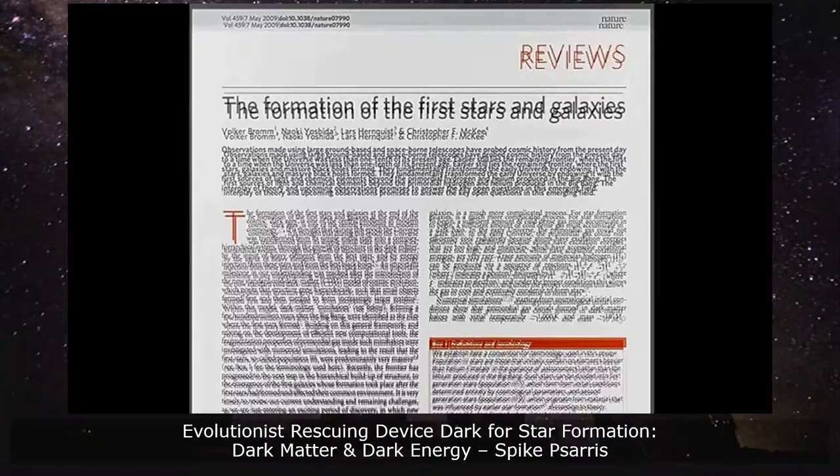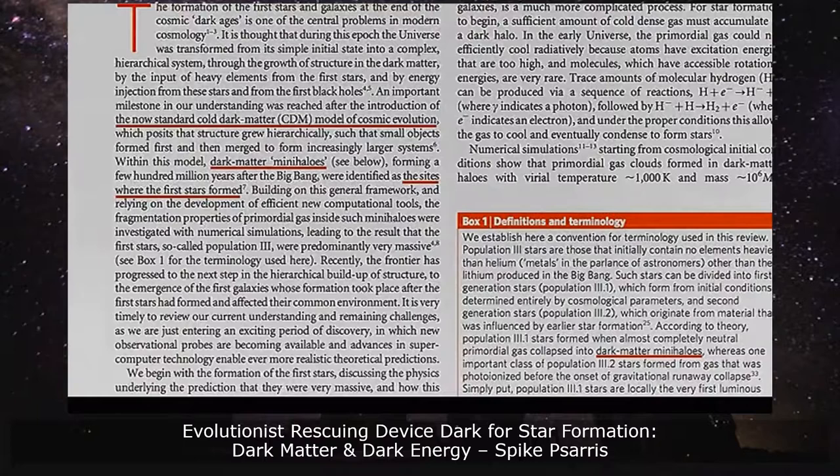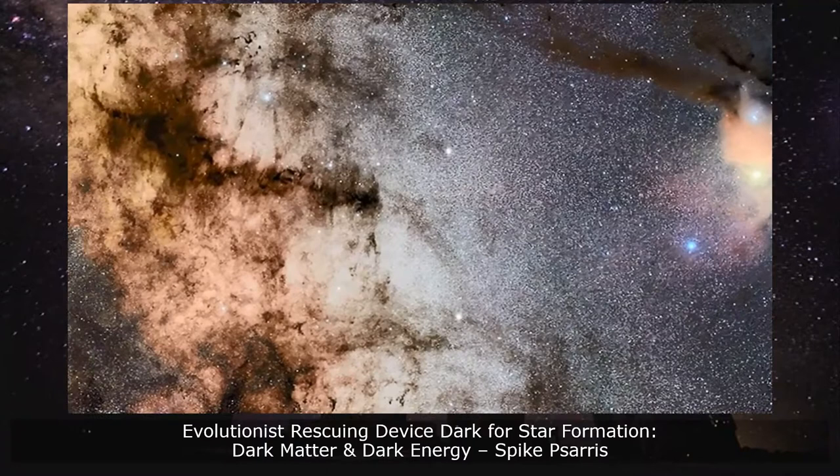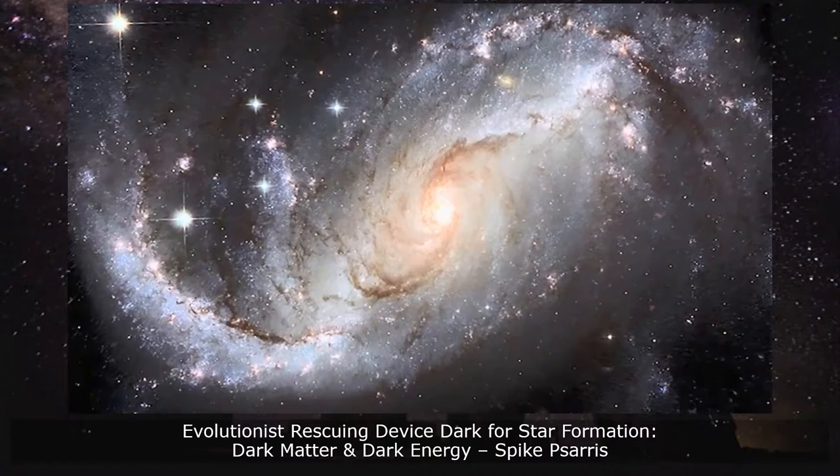These simulations all require something called dark matter. And if you ask an evolutionist what dark matter is, they'll tell you they don't know. Many astronomers believe that there's a lot of stuff in the universe that we can't see. There's supposed to be a huge amount of it, 5 times as much as all the stars and galaxies and everything else that we do see in space. But if you ask where all this matter is, they'll tell you it's invisible.